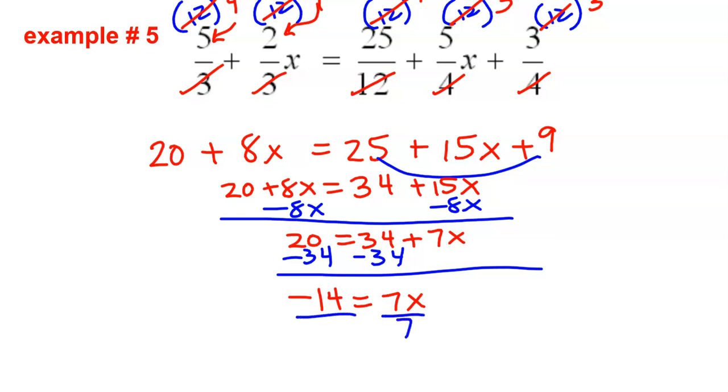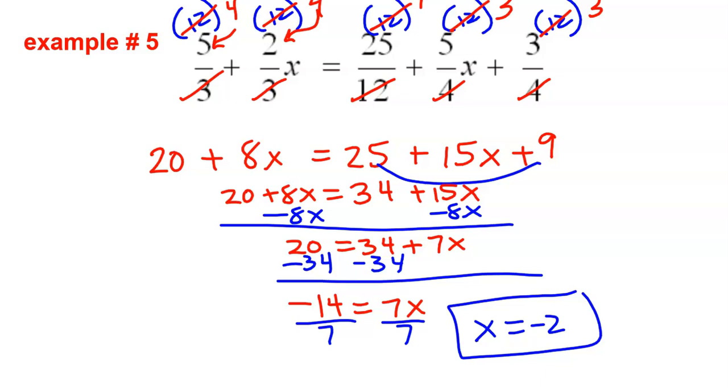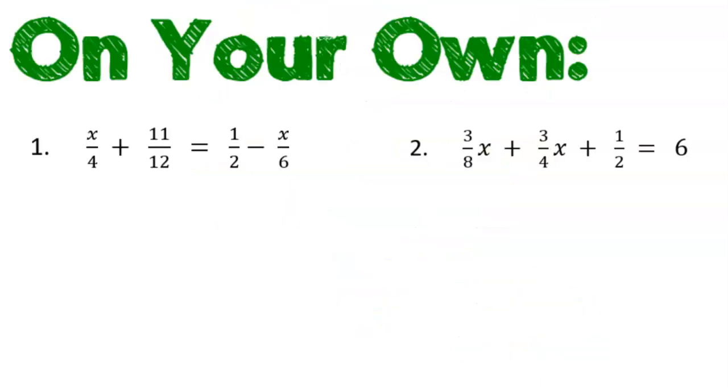Divide by 7. And I get a -2. Not so bad, considering when this problem started, it looked pretty nasty. So x is -2. Alright, I think you're ready to try some on your own.